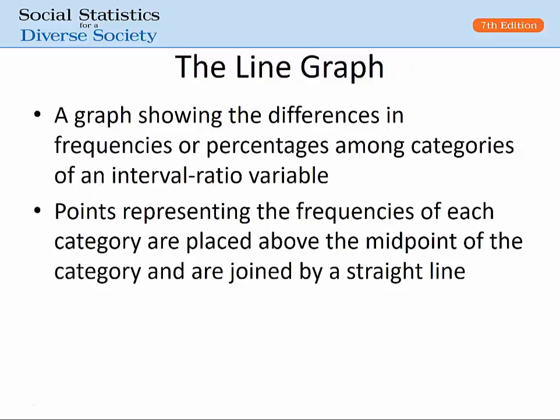Another type of graph that can show differences in the frequencies or percentages between categories in interval ratio variables is a line graph. We're all familiar with line graphs, of course. And so the points that represent the frequencies of each category are placed above the midpoint of the category, and then they're joined together by a straight line, and then we can look at it. It gives us an idea of what a trend might be.